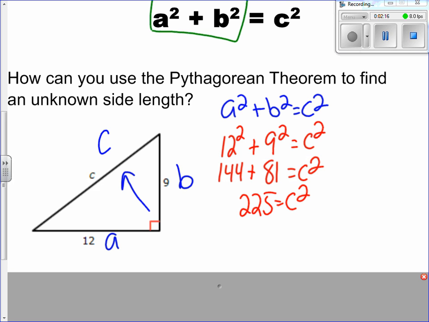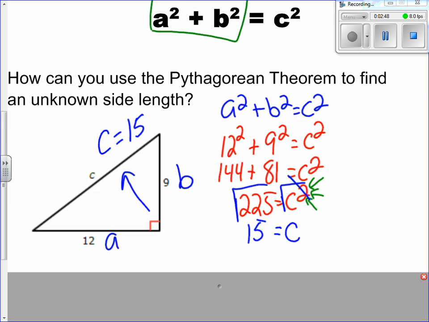Now this is the tricky part in the Pythagorean theorem. We're squaring something, and we want to get c by itself. So in order to undo a square, we must take the square root, and that will cancel out the square. Whatever you do to one side, you have to do to the other. Because we canceled out the square, we are left with c, and the square root of 225 is 15. So using the Pythagorean theorem, we found that the hypotenuse, side c, is 15.